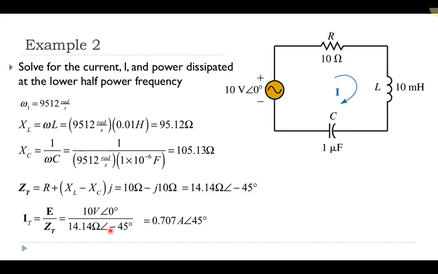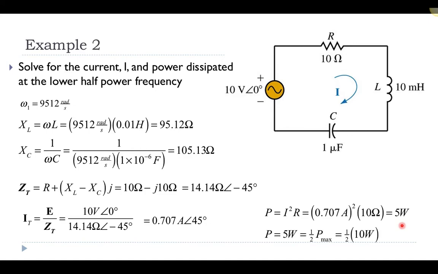Using that current in the circuit, I can determine the average power through that resistor, which is the current squared times the resistance, and I end up getting 5 watts. I realized that when I calculated the maximum power, it was 10, so this does give you half the power. So when my circuit is set for a frequency in that lower half power frequency range, I indeed get half of the power in my circuit.